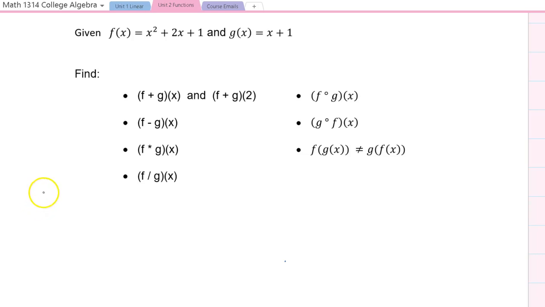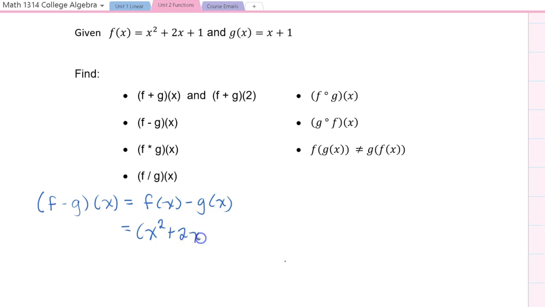Now let's subtract g of x from f of x. Notice the notation parentheses f minus g in parentheses of x means f of x minus g of x. Substituting our functions, we get in parentheses x squared plus 2x plus 1 minus in parentheses x plus 1. I like to distribute the minus sign as a negative into the second set of parentheses so that I can add like terms. This will give me x squared plus 2x plus 1 minus x minus 1. Adding like terms, we get x squared plus x.